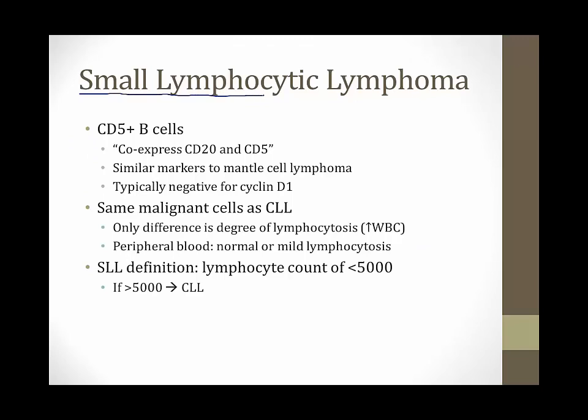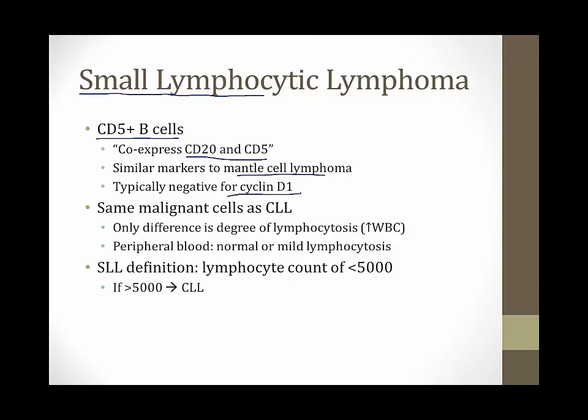Small lymphocytic lymphoma is another type of non-Hodgkin lymphoma. The malignant cells in this lymphoma are CD5 positive, just like the cells we talked about for mantle cell. They co-express CD20 and CD5. In contrast to mantle cell, however, the cells in this disorder are usually negative for cyclin D1.